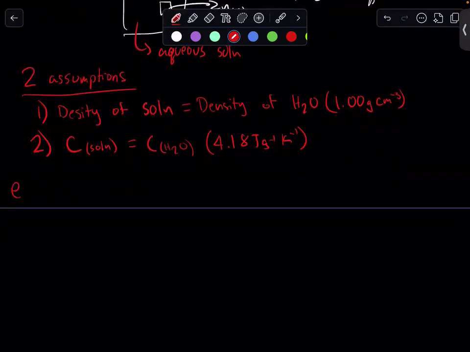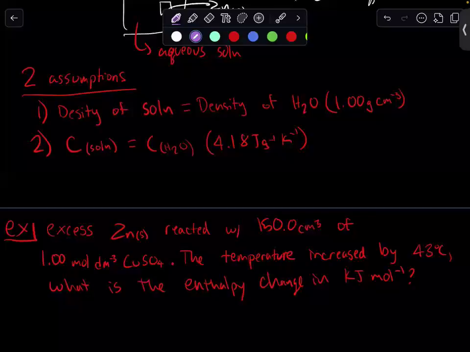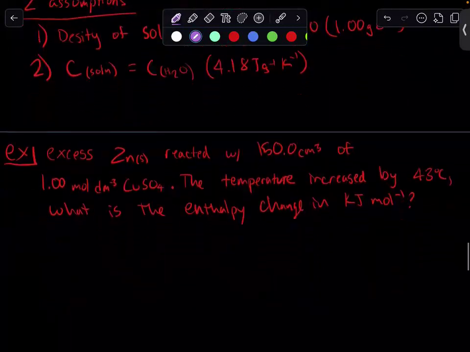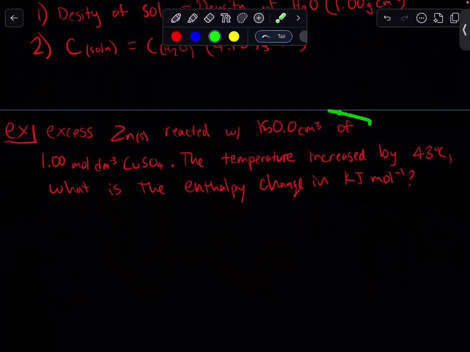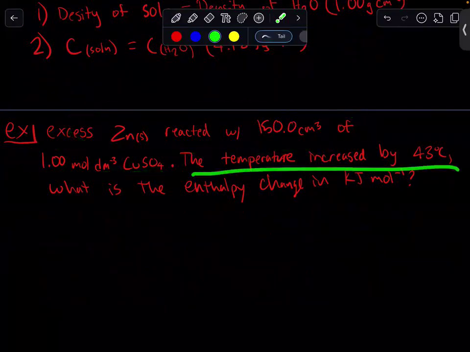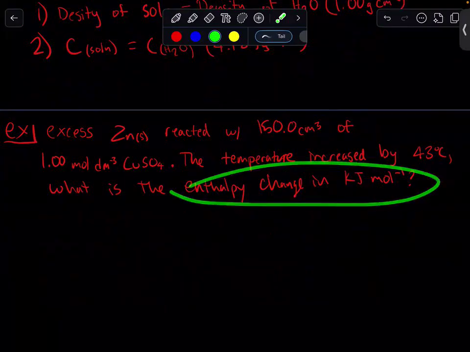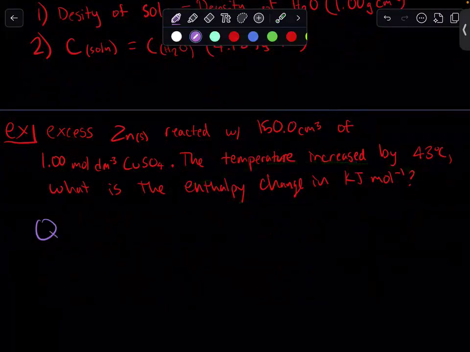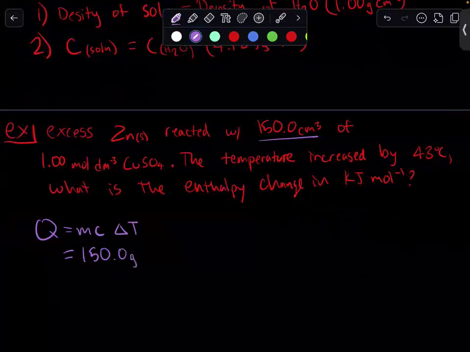So let's do another example just to kind of test this out and use this kind of knowledge. So I'll pause it and come right back. So using the same reaction we have above in this example, we say excess zinc reacted with 150 centimeters cubed of 1 mole per decimeter cubed copper sulfate. The temperature increased by 43 degrees Celsius. What is the enthalpy change in kilojoules per mole? So the first thing we're going to do is find Q equals mc delta T. Now, the mass is of our solution right here, which we're going to assume is the same density as water. So we're going to have 150.0 grams.